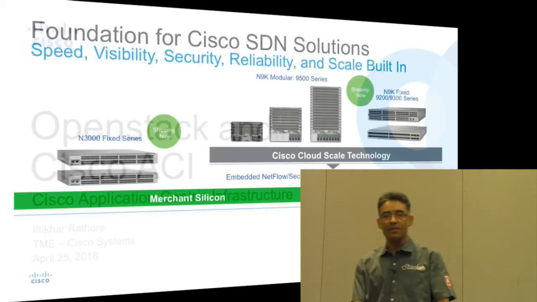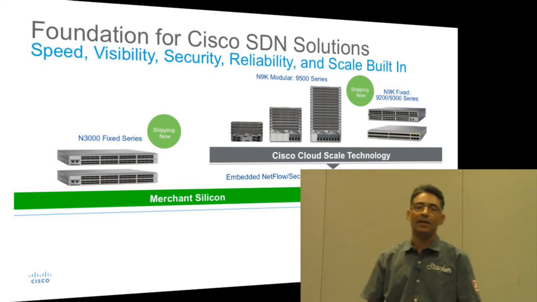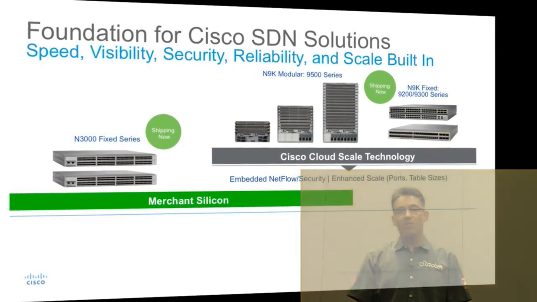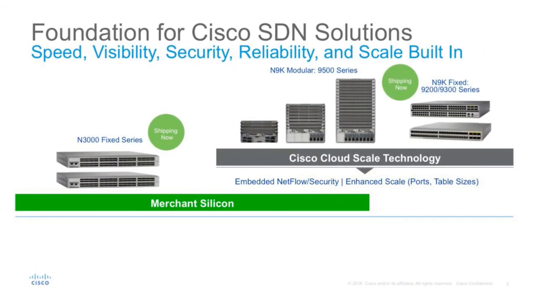I'll start with just a little foundation for ACI. ACI is a combination of Cisco's hardware, which are called Cisco 9000 switches, and on top of that is a management controller, which we call APIC. Together, it makes the ACI ecosystem, but these switches can also be used as standalone switches, which are the Cisco 9000 switches. We also have Cisco 3000 switches from the same business unit that use a merchant silicon and give you a very low latency switch.